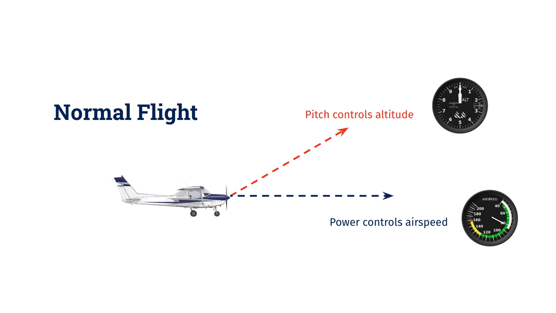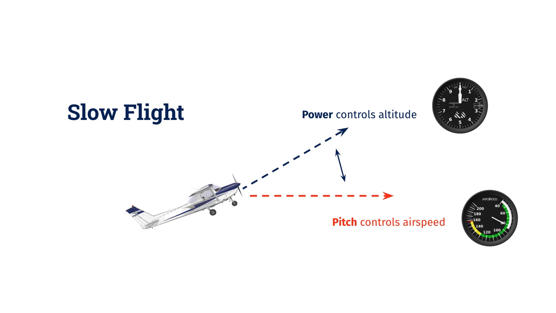Okay, so let's say that I'm flying along at 5,000 feet in cruise or normal flight. And if I want to climb, I simply pull back. And if I want to speed up, I just add more power. This is the high velocity part of that graph we just looked at. But what if I slow down? Okay, now the controls have flipped.